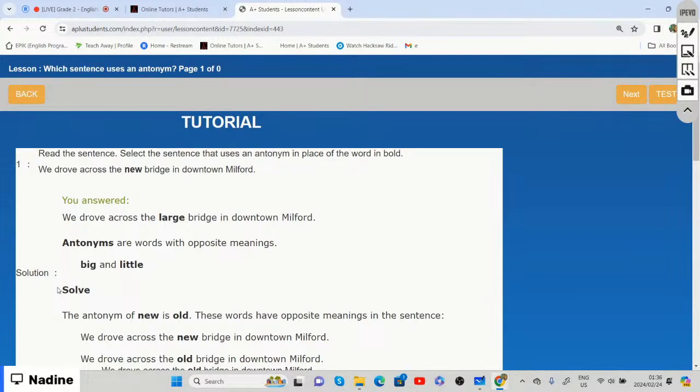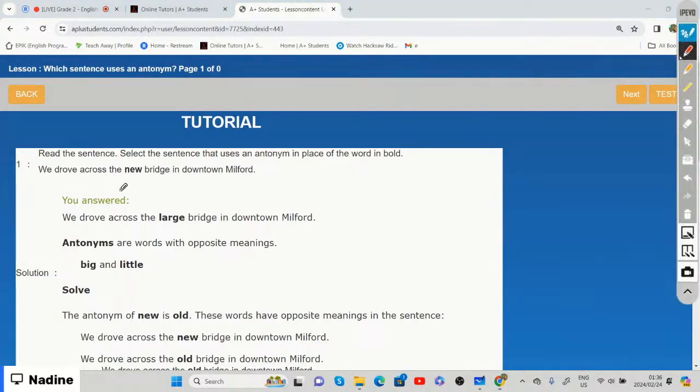So it says, we drove across the new bridge in downtown. What is the antonym within that sentence? The antonym. And if we were to select the antonym, then it is the word new, right? And the opposite of new is old. So you have something new or you have something old.